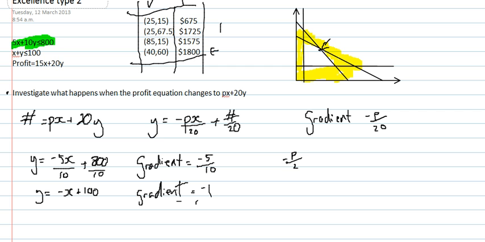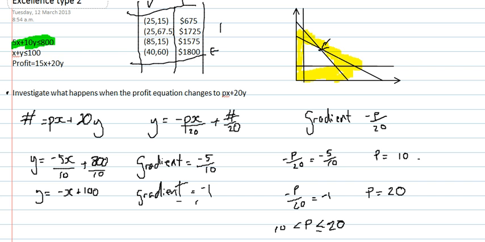Now, if I equate these gradients, so minus p over 20 equals minus 5 over 10, I get the two minuses cancel, and I end up with p equals 5 times 20 over 10, which is 100 divided by 10, so that's 10. And I get minus p over 20 equals minus 1, so p equals 20. So therefore it's told me that my profit value for p is somewhere between 10 and 20.